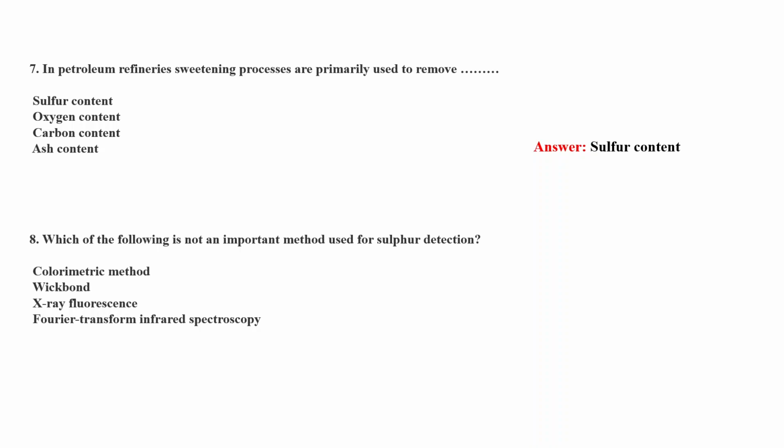Eighth question. Which of the following is not an important method used for sulfur detection? In sulfur detection, the colorimetric method is also important. The bomb method is also used, and X-ray fluorescence is also used. So the remaining one is Fourier transform infrared spectroscopy, which is FTIR, and it is used for the determination of various functional groups available in a sample. So it is not an important characterization technique for sulfur detection.